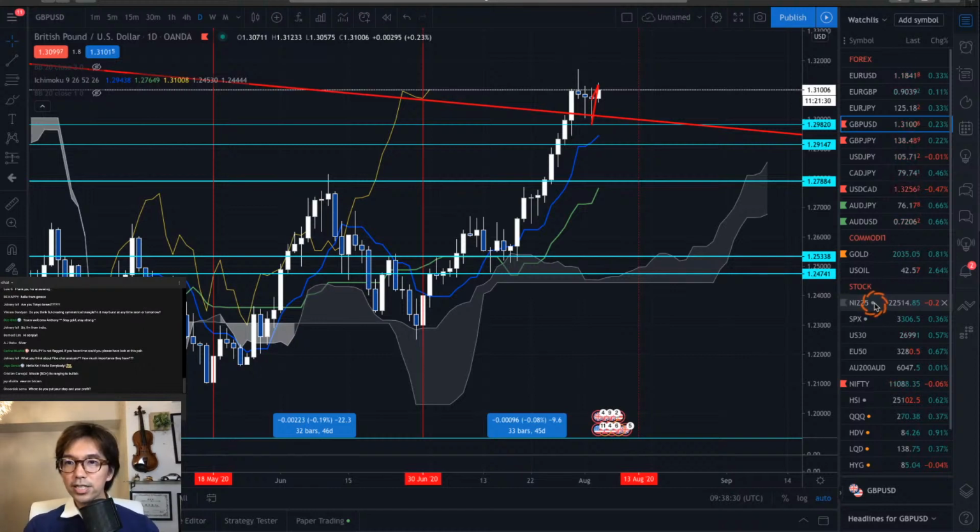Does the Ichimoku strategy work for long-term trading? Yes, long-term trading, yes. I think the Ichimoku strategy is more for long-term than short-term trades.